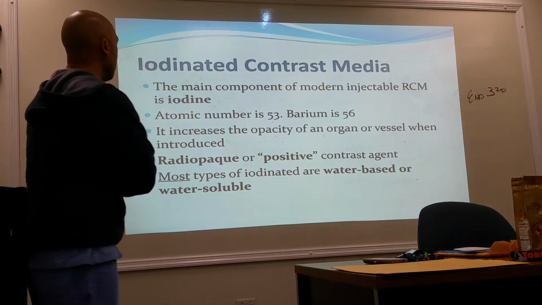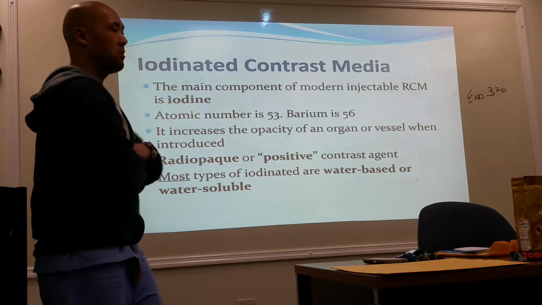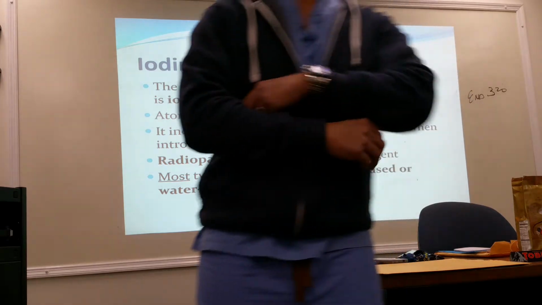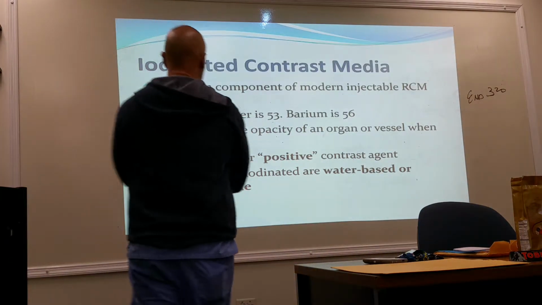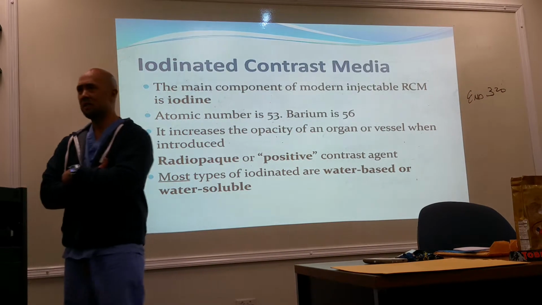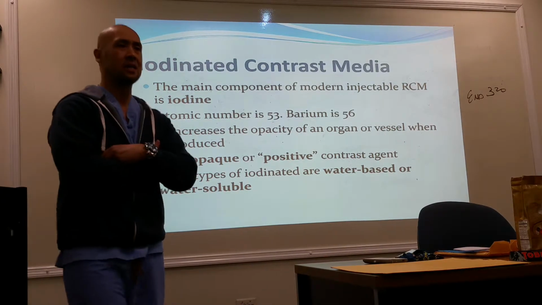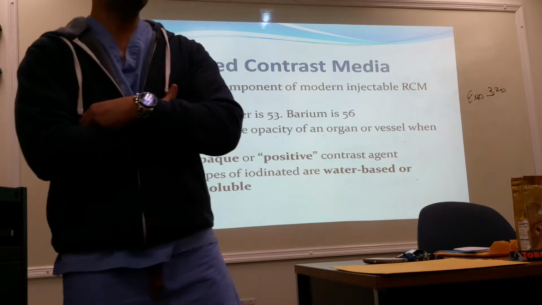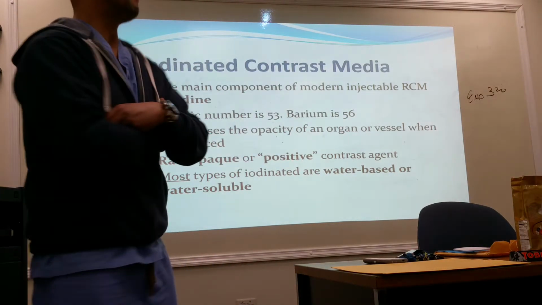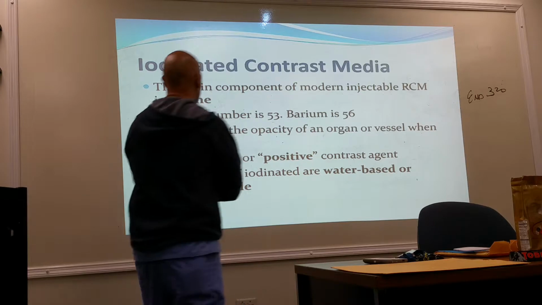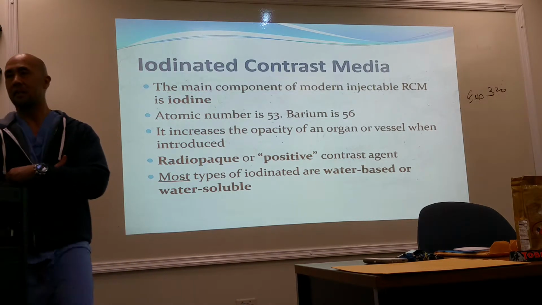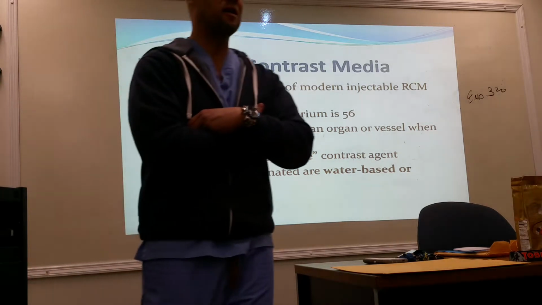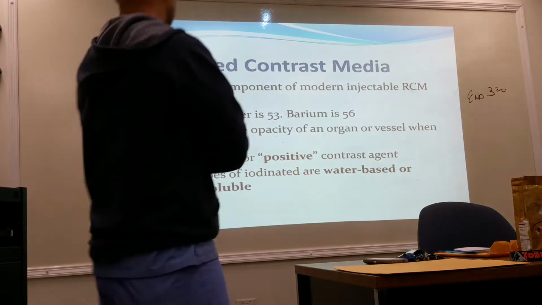So we're going to be using iodinated contrast media. We're not going to talk about barium because we're doing that in the other class. We're going to talk about iodine here in this class, okay? The main component of injectable contrast media here is iodine. Iodine has the atomic number of what? 53. And what's barium? 56. All right. So iodine has an atomic number of 53, and it does have the ability to opacify different vessels as well as organs.